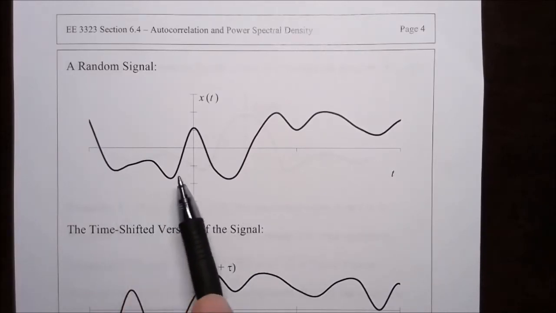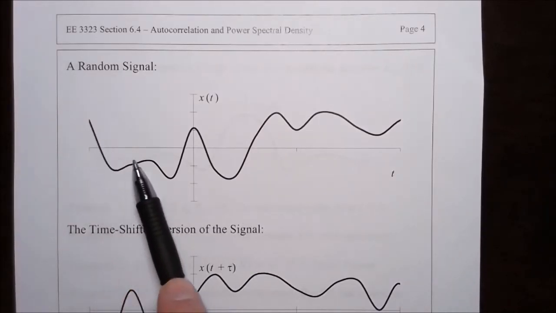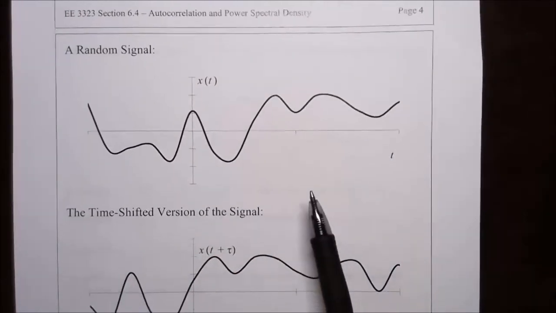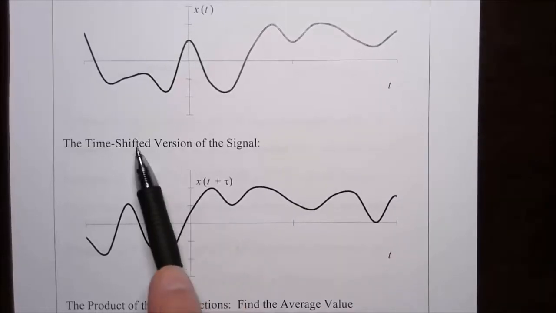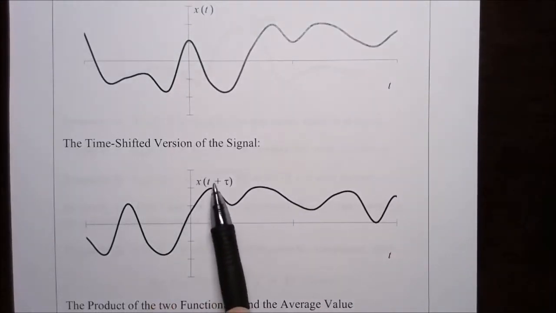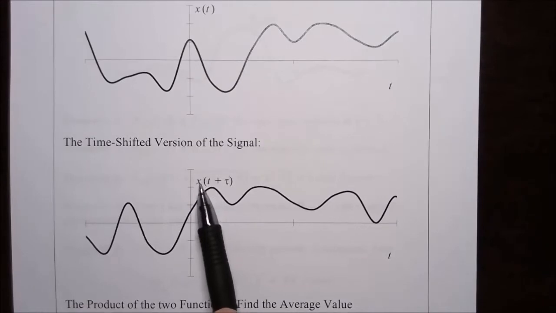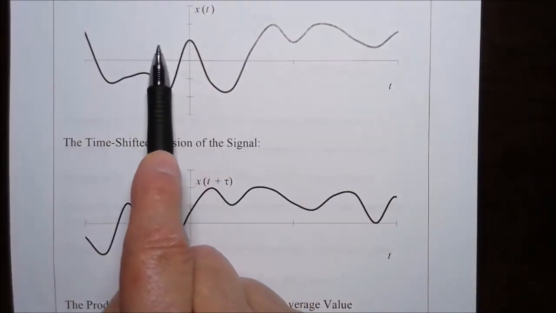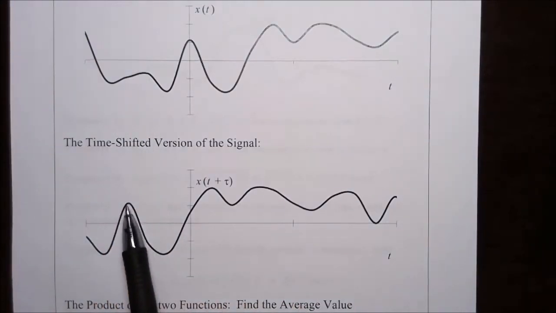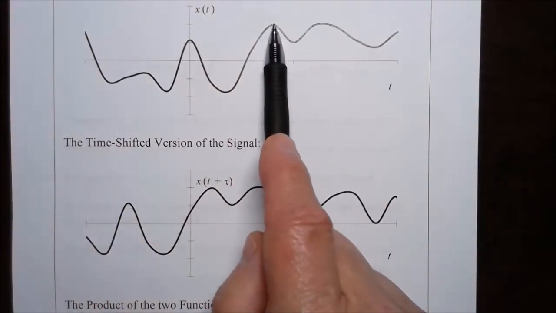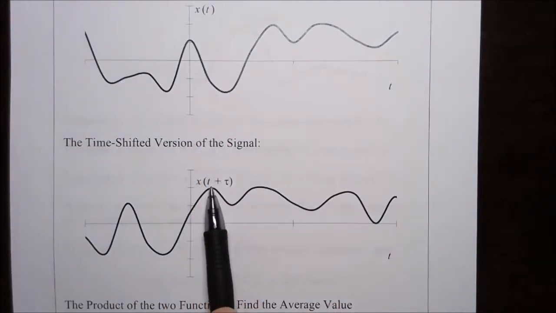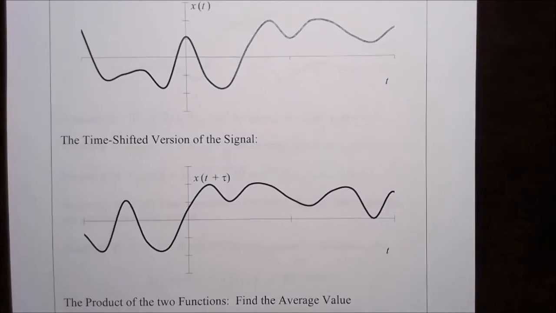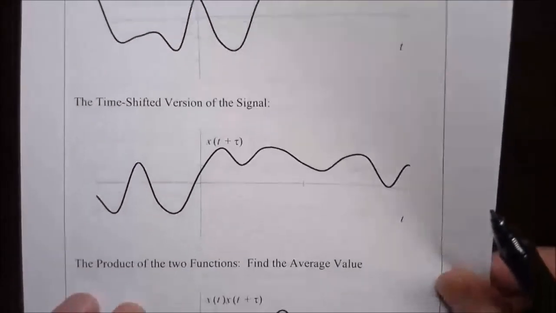So to picture what the autocorrelation function does, here is a random signal. I've just sketched out a random signal, and then this is a time shifted version of the random signal. I've happened to have x of t plus tau, so this point here is shifted to the left. That corresponds to this point. This point shifted to the left corresponds to this point. So you can see that this is the same random signal that's been shifted, in this case, to the left.